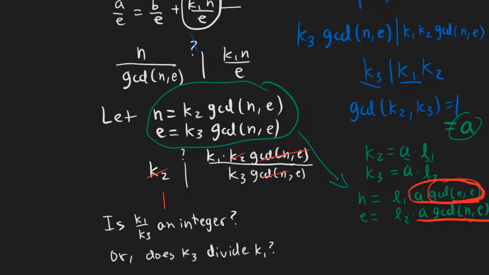Therefore, this must be the actual greatest common divisor of N and E. And since the greatest common divisor is the greatest common divisor, that's a contradiction. We can't have a divisor greater than the greatest common divisor. And therefore, we've actually proven our theorem. If we go back and we say that K3 divides K1, and go back through these steps here, then we'll have proven what we wanted to show.